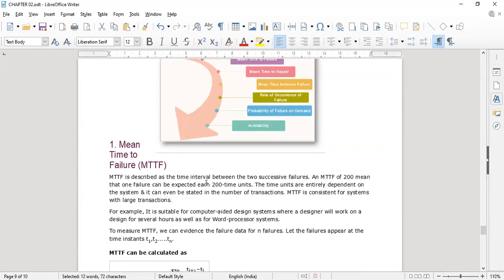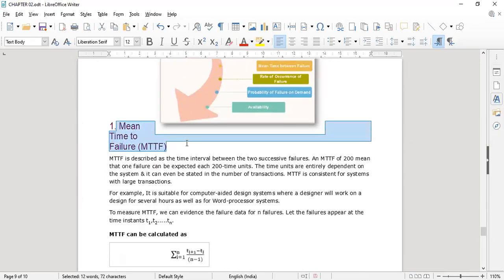So the first one is mean time to failure, MTTF. It is described as the time interval between two consecutive failures. Whenever you are going to check your software product, within two different time intervals, how many times the particular failures occur can be identified by your MTTF. An MTTF of 200 means that one failure can be expected every 200 time units.